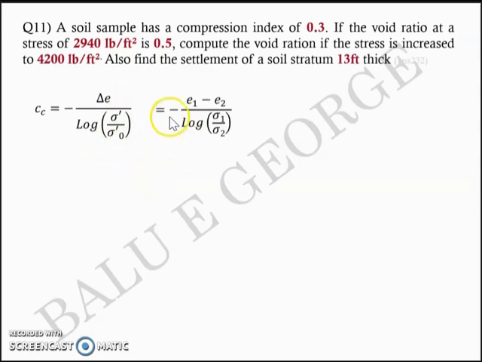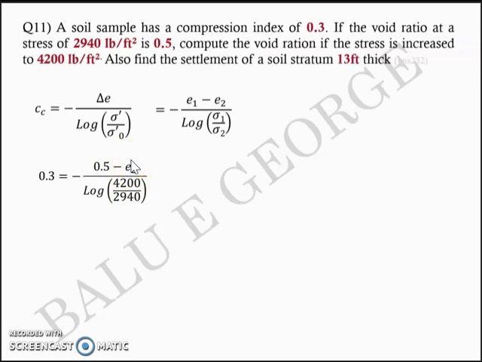So you have the expression for compression index, Cc equal to change in void ratio by change in effective stress in the log. So you have delta e by log delta sigma, or delta e by log sigma dash by sigma naught dash, or rather represented as e1 minus e2 by log sigma 1 by sigma 2. So you are given the compression index 0.3, a void ratio 0.5, and the stress that changed from 2940 to 4200. You are asked to get the unknown void ratio.